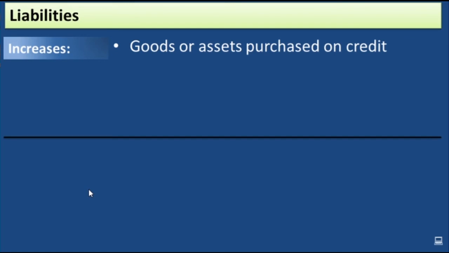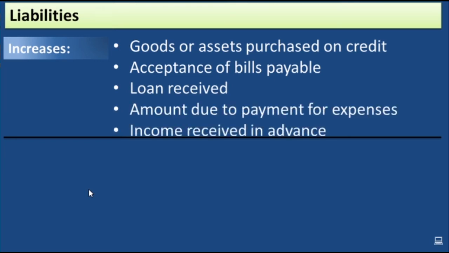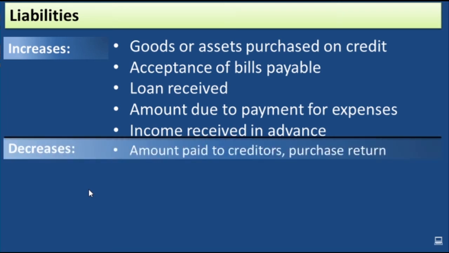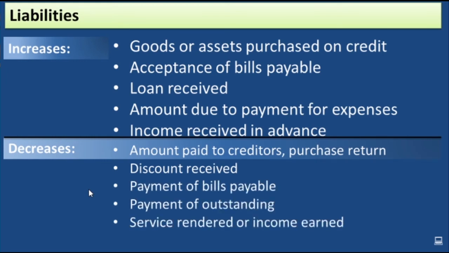Liabilities. Liabilities are claims of others against the business. Like an asset, a liability may also be changed from a transaction of a business. It increases when goods or assets are purchased on credit, acceptance of bills payable, loan received, amount due for payment for expenses, income received in advance, and it decreases when amount is paid to the creditors, purchase return, etc., amount received from anyone else, payment of bills payable, payment of outstanding expenses, service rendered or income earned, repayment of loan, etc.